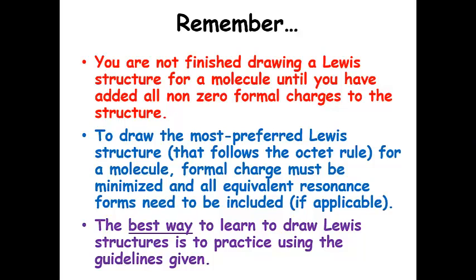When you're drawing the most preferred Lewis structure, formal charge must be minimized, and you also need to draw any equivalent resonance forms. So for instance, if you're the most preferred structure, or the structure that has the best distribution of formal charge, if that structure has equivalent resonance forms, you need to draw all of those, however many there are, in order to draw that overall structure for the molecule. And don't forget, the best way to learn to draw Lewis structures is to practice using these guidelines. So practice, practice, practice is the best way to learn to draw Lewis structures.